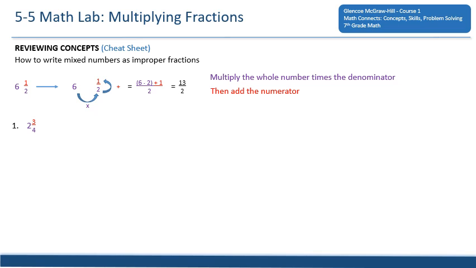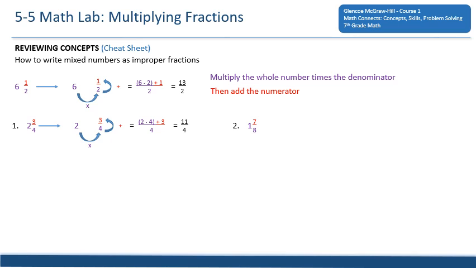2 3/4. If we convert that to an improper fraction, we're going to multiply 2 times the denominator 4, and then add it to the numerator 3. So we'll state it like that. So we have 2 times 4 plus 3 over 4. So 2 times 4 is 8, plus 3 is 11 over 4.